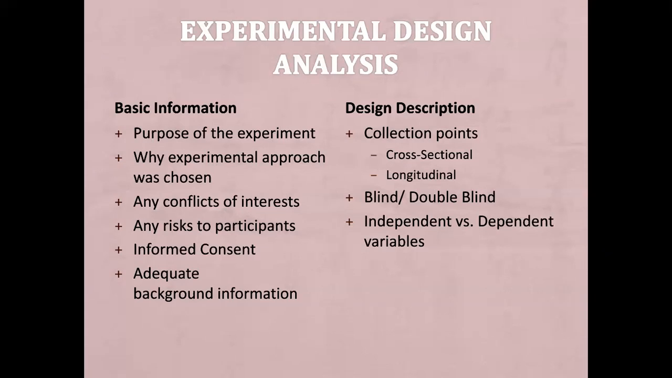As far as the design description goes, again, we would want to know that collection point. Was it cross-sectional or longitudinal? We would also want to know if it's a blind or a double blind study. So, in a blind study, the participants don't know if they're in the control or the experimental group. So, the experimental group would be the group that receives the treatment, whereas the control group would be the group that does not receive the treatment or the intervention.